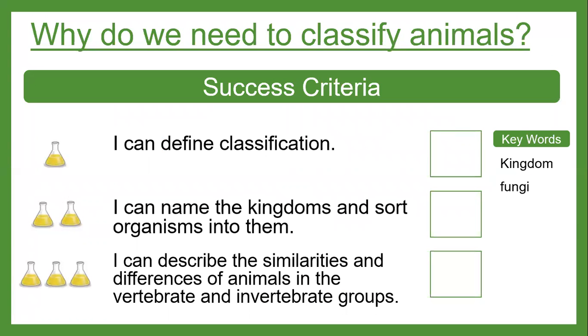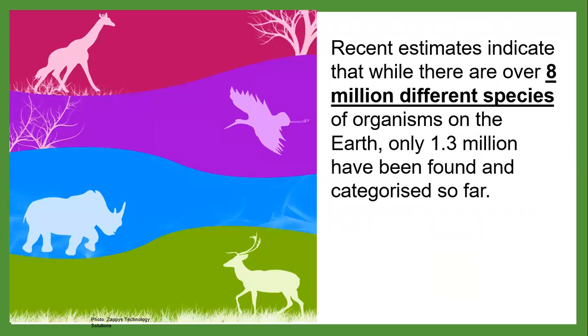Okay, so the success criteria today, we're going to be learning to define classification, naming some kingdoms and sorting organisms into them, and describing similarities and differences between vertebrate and invertebrate groups.